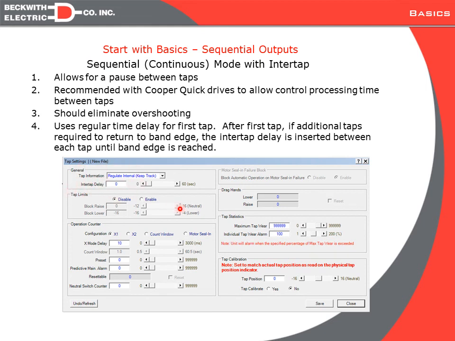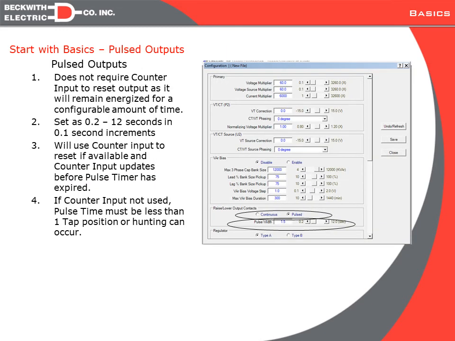Right here. And again, you can see that that setting is in seconds, 0 to 60. So, the other type of output besides continuous would be pulsed. And with a pulse output, it says keep the output up and turn it off after one of 2 conditions is met. Either we have taken 1 tap or we have exceeded the time.